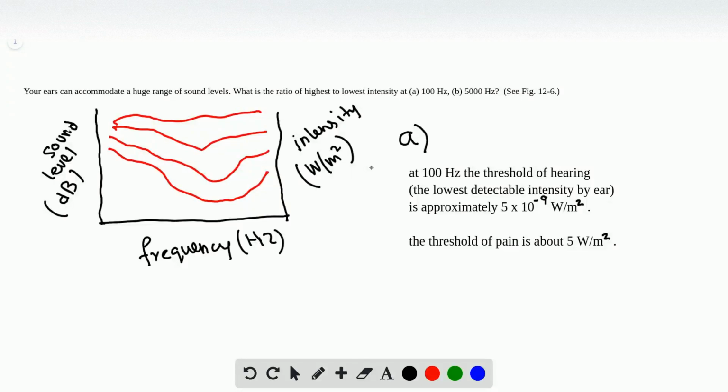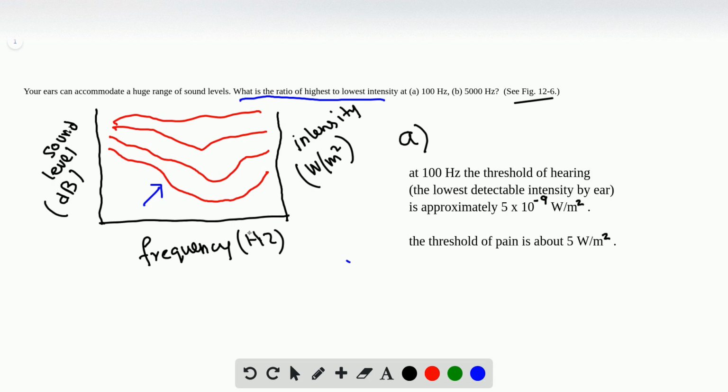So if we look at figure 12.6, this is an approximate diagram of what is there in the book. Now it says we need to find the ratio of highest to lowest intensity. Now this line here is the lowest detectable intensity, or we call it threshold of hearing.